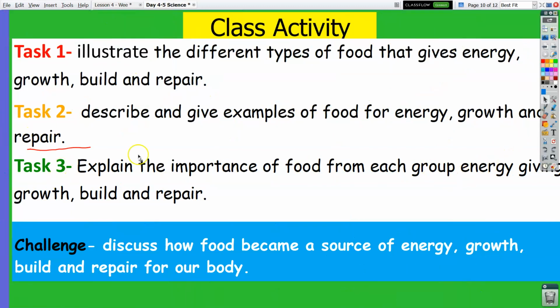And finally, I have here the activity. Group 1 can make a poster and draw different types of food from energy, growth, build, and repair. Another group can also write a description of different examples of food that give energy, growth, and build and repair. And another group can explain the importance of food from each of the food groups.